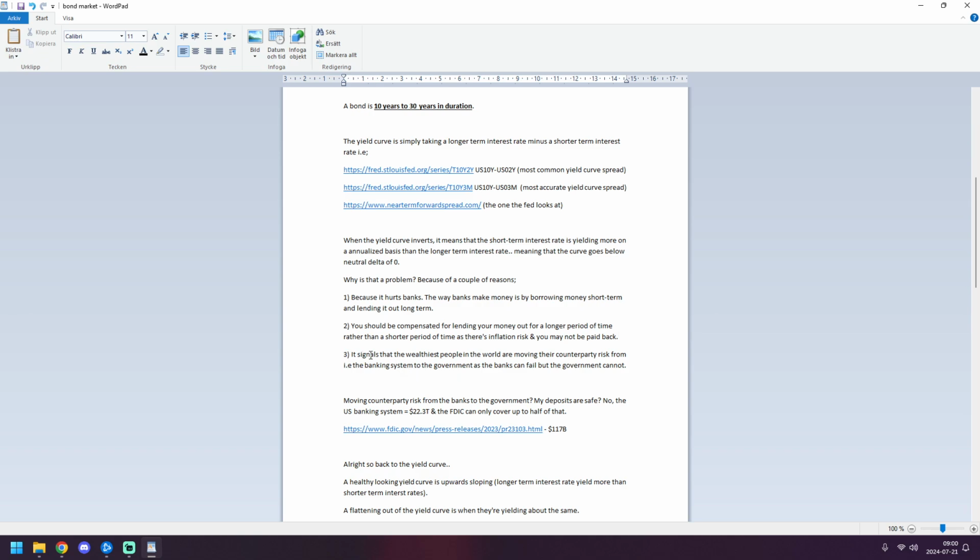Number three, it signals that the wealthiest people in the world are moving their counterparty risk from, for example, the banking system to the government, as the banks can fail, but the government cannot. Moving the counterparty risk from the banks to the government? Question mark. My deposits are safe, right? No. The US banking system is 22.3 trillion, and the FDIC can only cover up to half of that.